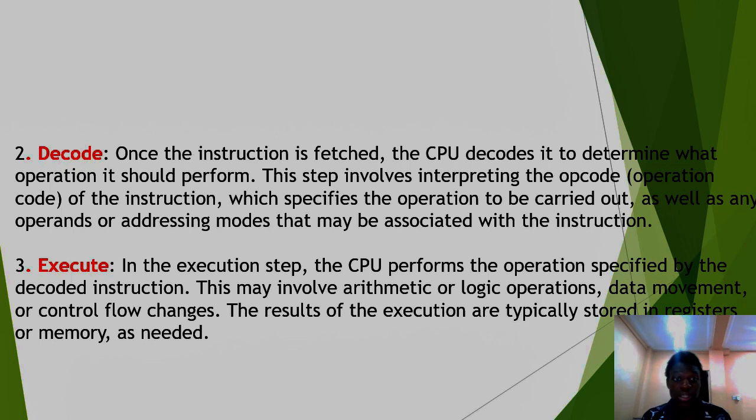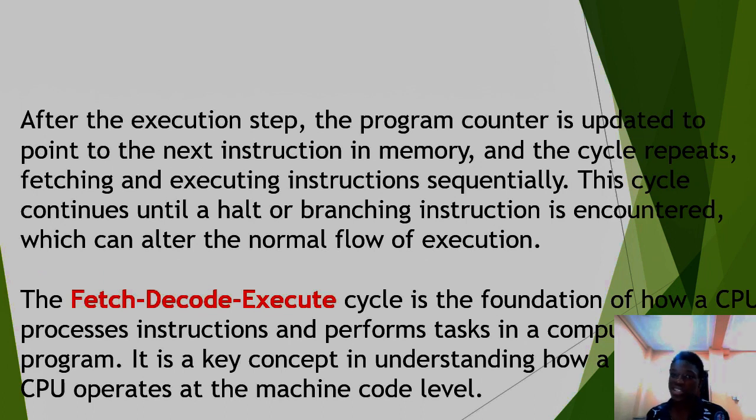3. Execute. In the execution step, the CPU performs the operations specified by the decoded instruction. This may involve arithmetic or logic operations, data movement, or control flow changes. After the execution step, the program counter is updated to the next instruction in memory, so the cycle repeats itself. The fetch, decode, execute cycle is the foundation of how a CPU processes instructions and performs tasks in a computer program. It's a key concept in understanding how a CPU operates at the machine code level.